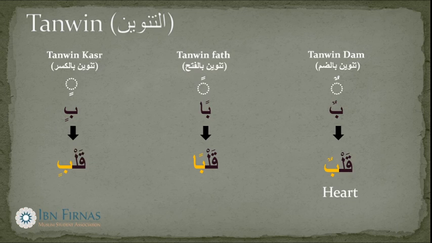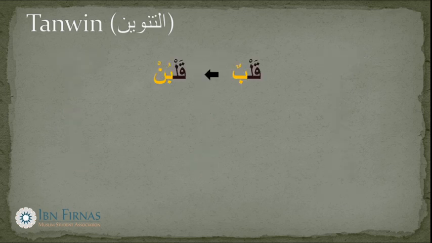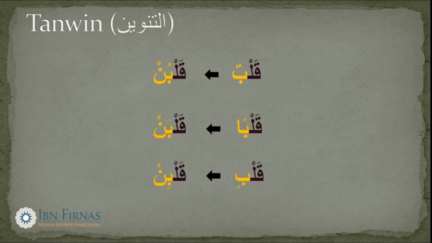Now to make things even clearer, what's on the right here is how we write it. What's on the left is how we pronounce it. So it's as if there is a noon at the end. So again, it's qalbun. For fatha, it's qalban. For the kasra, it's qalbin. It's as if there's a noon at the end. But please remember that we never ever write it like the way it's written on the left. This is only for teaching purposes. We write it the way we write it on the right, and we pronounce it like qalbun, qalban, and qalbin.